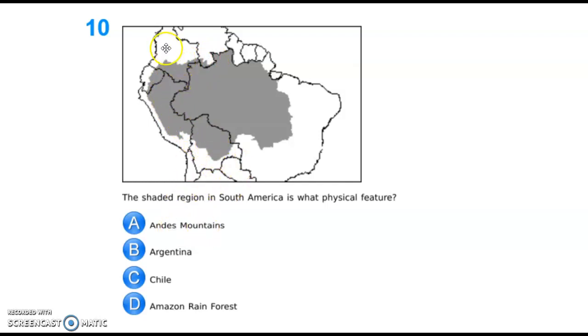The Andes Mountains go all the way down the west coast of South America, so they would have been here, and it would have been shaded pretty much straight down the coast of South America. Argentina and Chile are countries within South America, and clearly the shaded area here is going across country lines, so it couldn't have been one of those countries.